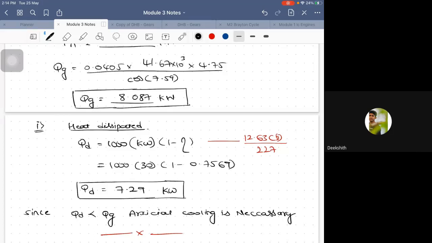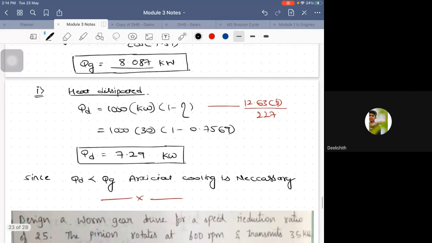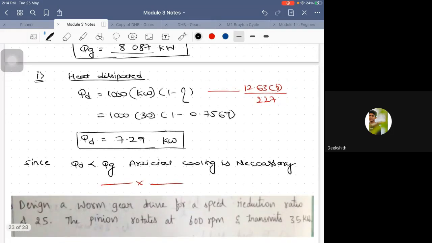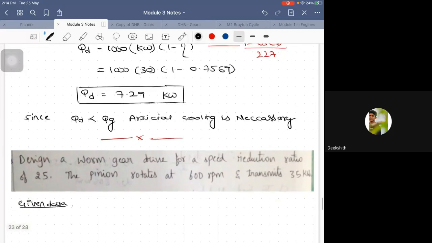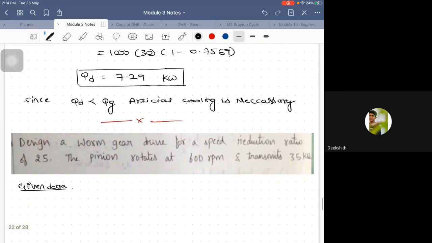So we shall go to the next problem. The next problem statement is very, very small. You can look here. Design a worm gear drive for a speed reduction ratio of 25. Pinion rotates at 600 RPM and transmits 35 kilowatt of power. That's all he has given.